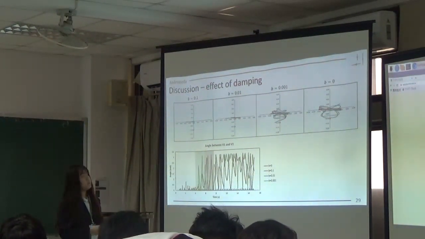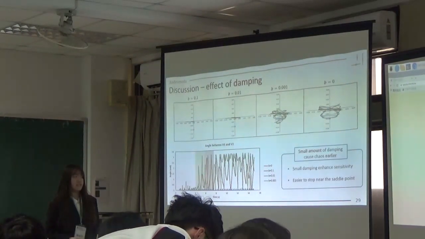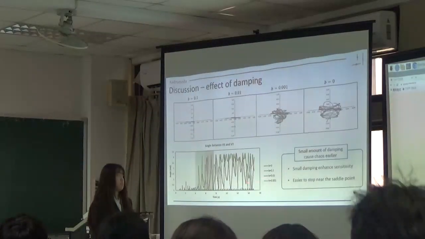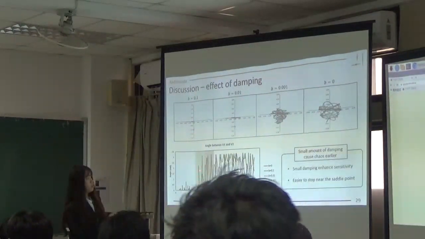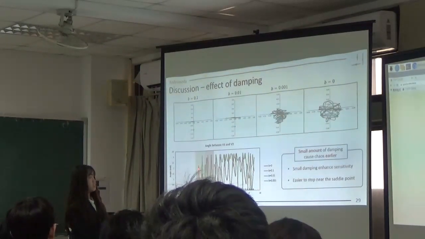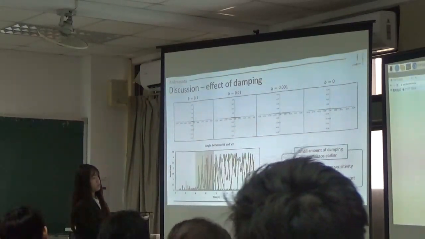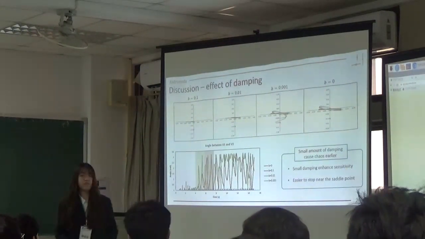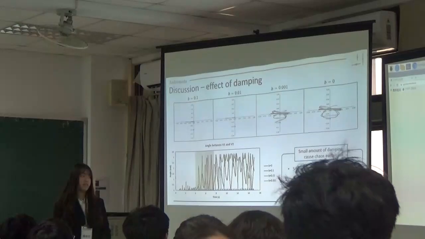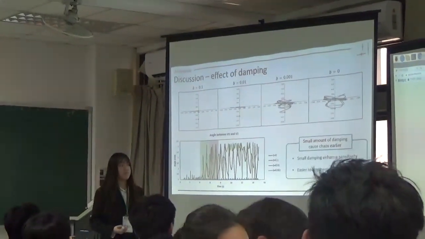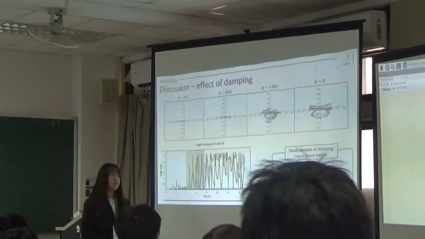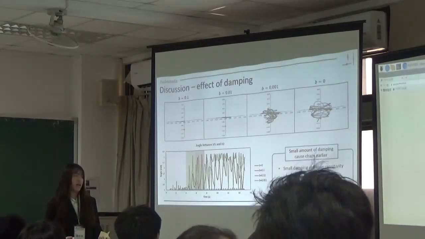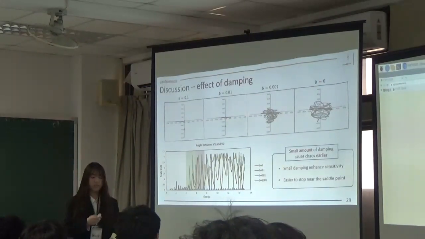But there's a really interesting point: a small amount of damping causes chaos earlier. You can see that the green part is 0.001, but the red part represents 0. There are two possible explanations for it. The first is that small damping enhances sensitivity, and the second is that a small amount of damping may allow the bob to stop near the saddle point more easily.